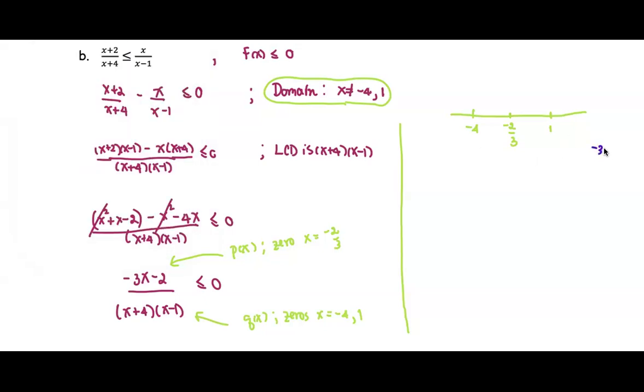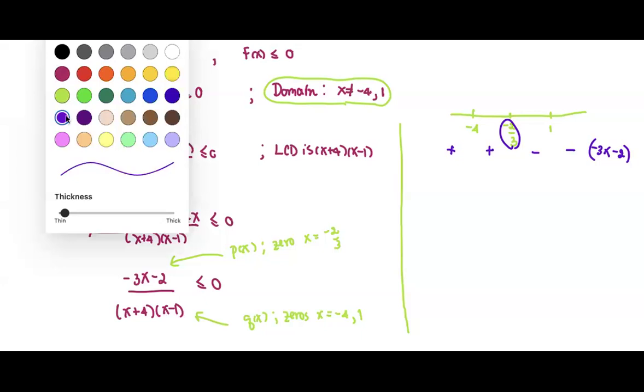First one is negative 3x minus 2, this factor. Just look at negative 2 over 3, which is its zero. If we pick any number on the right side, for example the value 0, and put the 0 in here, the sign is going to be negative. On the left-hand side, the sign is going to be positive. For example, if you pick negative 1, negative 3 times negative 1 is positive 3, minus 2 becomes positive. All the numbers on the left side are going to be positive.